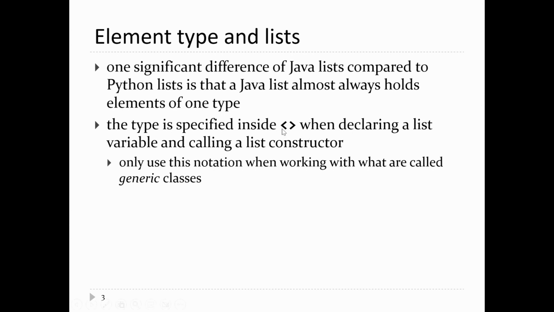The syntax is funny. The element type goes inside of this less than and greater than, these angled brackets. Now you don't do this for every class that you use in Java. You only do this for what are called generic classes. And list or ArrayList is one of these generic classes.